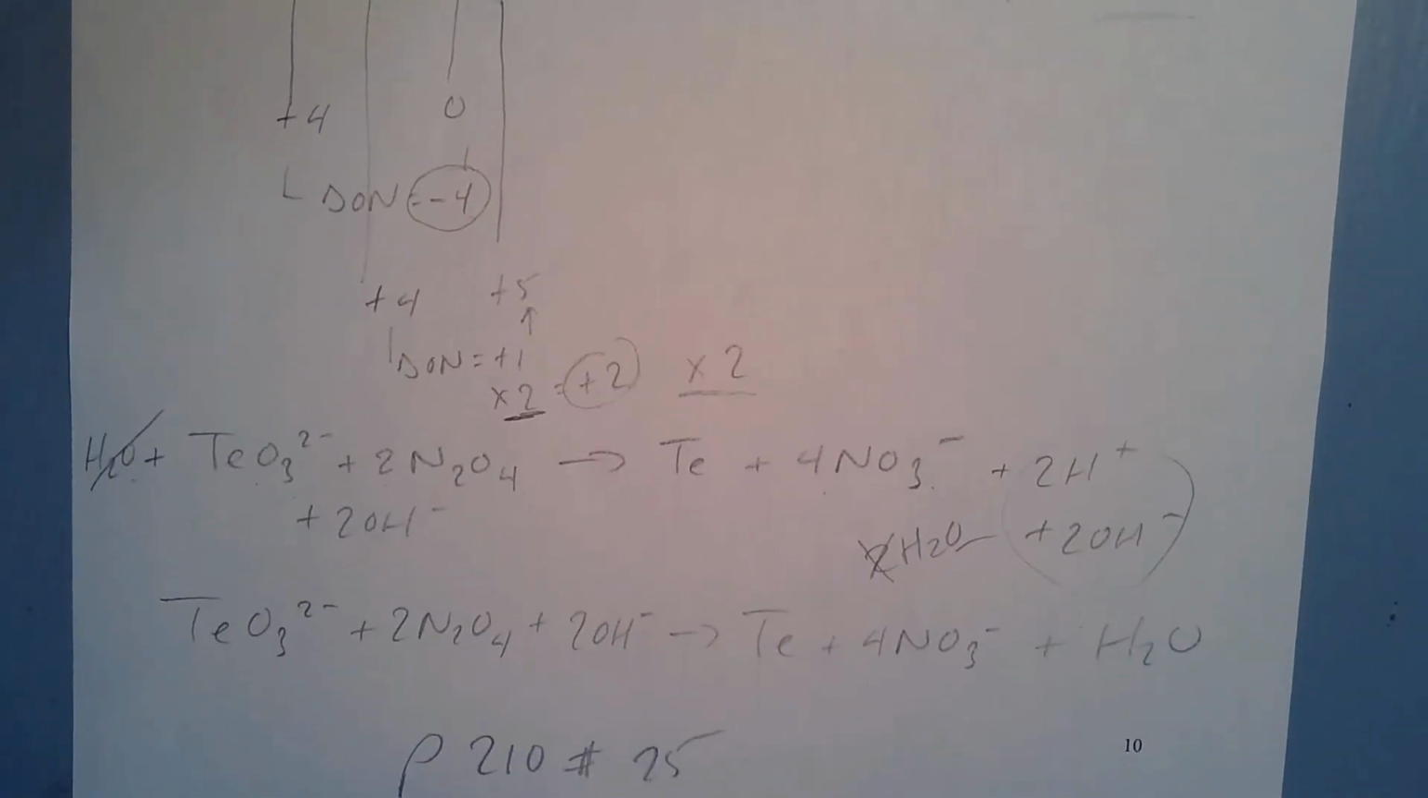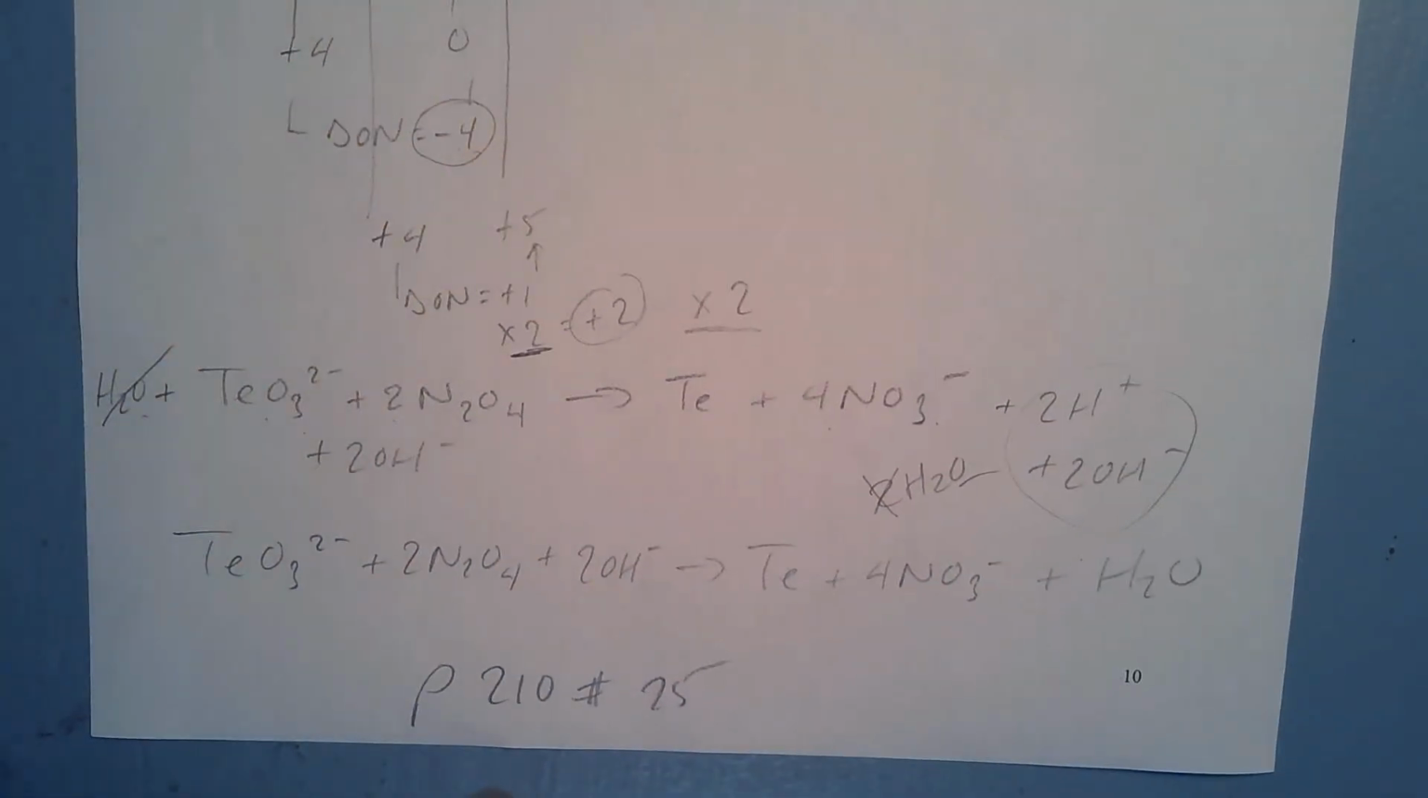Okay, so I'll stop there. So you can do these questions here, page 210, number 25. So the same as last time, it's just a bunch of balancing questions. And this time they're asking you to use the oxidation number method.